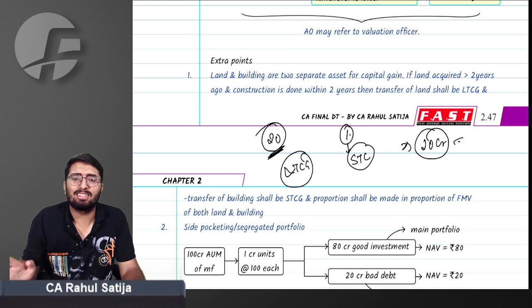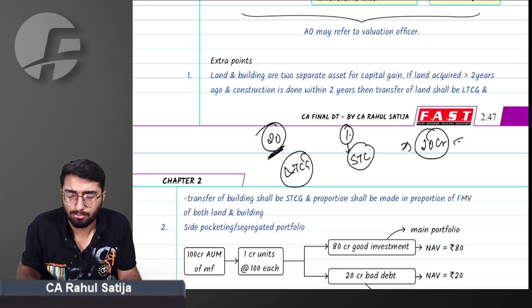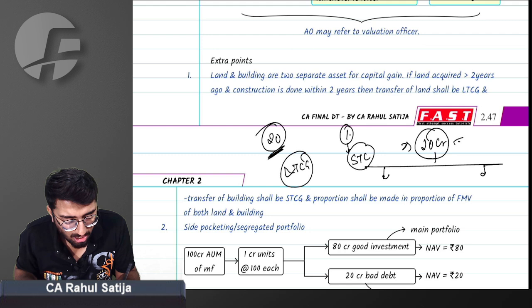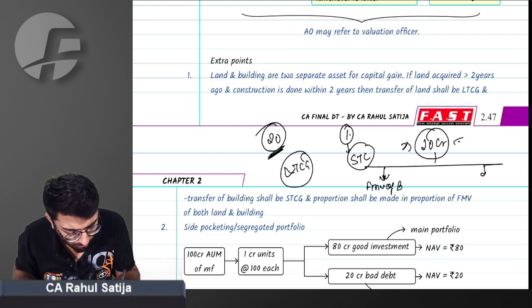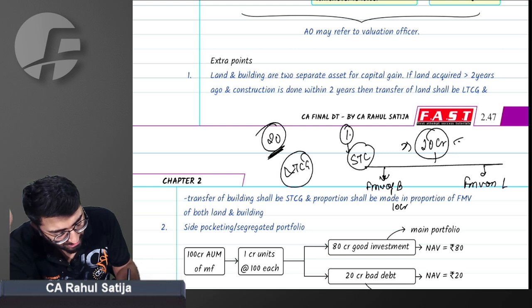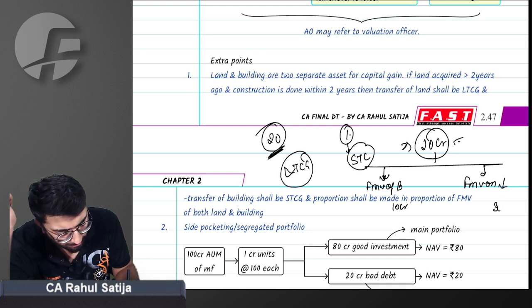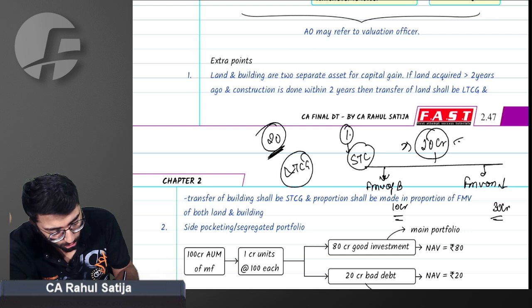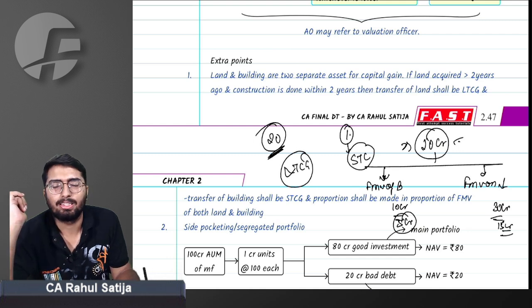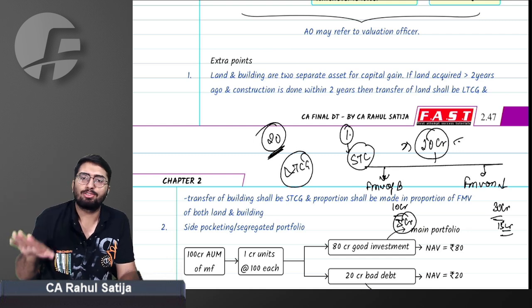Period of holding for the building is less than 2 years, so the building will be short-term capital gain. For that matter, you have to bifurcate this consideration into two parts. The first part will be based on the FMV of the building and the FMV of the land. For example, sir, FMV of building is 10 CR and FMV of land is 30 CR. In that sense, bifurcation has to be done. Bifurcation will be 5 CR for the building and 15 CR for land. That has to be taken care of.